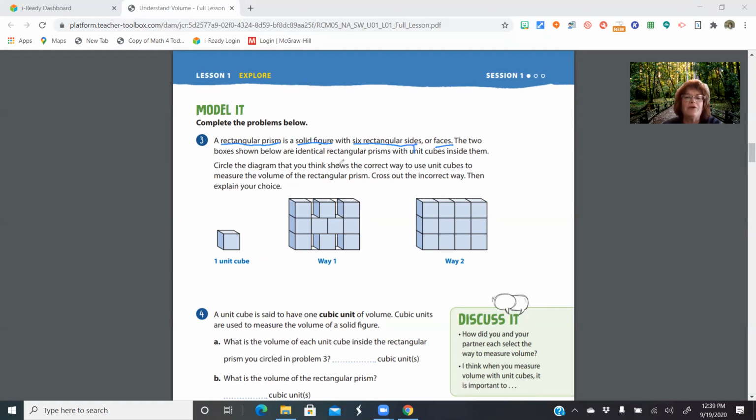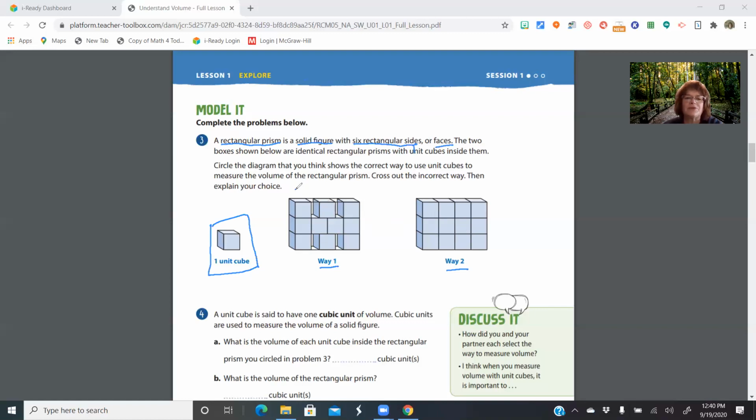Circle the diagram that you think shows the correct way to use unit cubes to measure the volume of the rectangular prism. Cross out the incorrect way, then explain your choice. So we have choice way 1. I'd say choice 1 and choice 2, but they say way 1 and way 2. And here is our unit cube that we would use to measure with. Let's look at the first one. What do you think? Do you think this is the right way or this is the right way? You think way 1 or way 2? Think about it and then think about why you believe that.